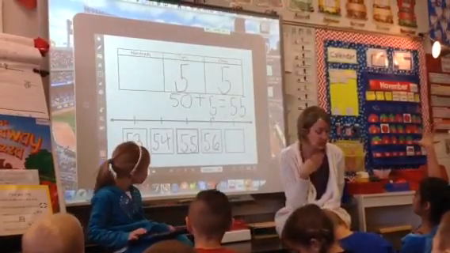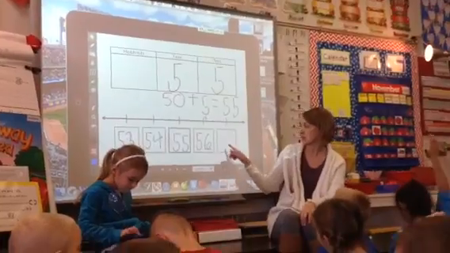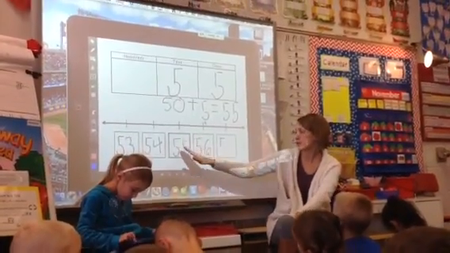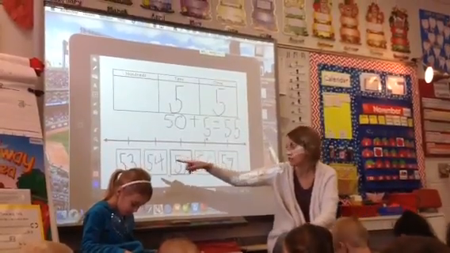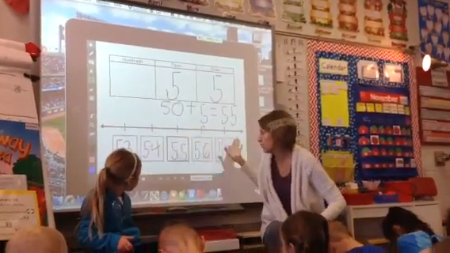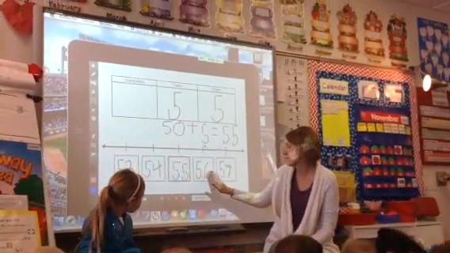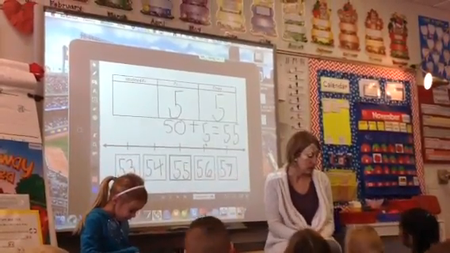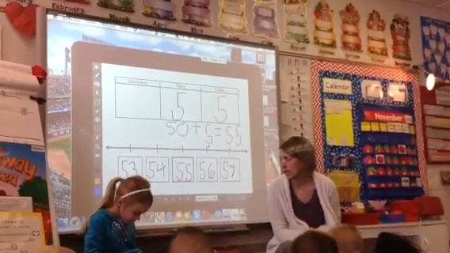This is the same as saying 55 plus 2 equals what, Abby? 57. 55, 56, 57. I can check my work by counting the numbers from the left all the way to the right. 53, 54, 55, 56, and 57. We say that when we count by ones. Please go to the next slide.